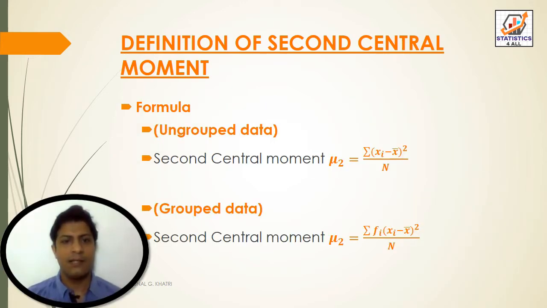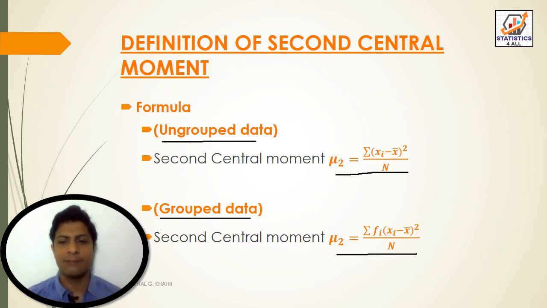Here is the formula for ungrouped data. Second central moment, mu 2, is equal to sigma (xi minus x bar) whole square divided by n. And for grouped data, second central moment mu 2 is equal to sigma fi into (xi minus x bar) whole square divided by n.